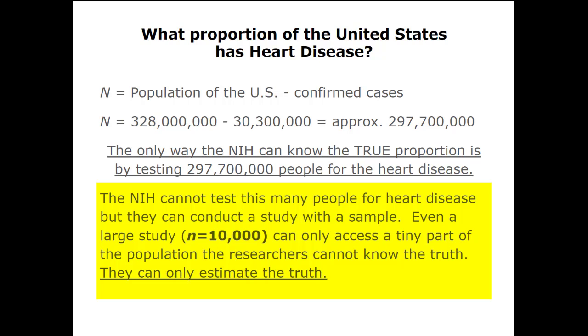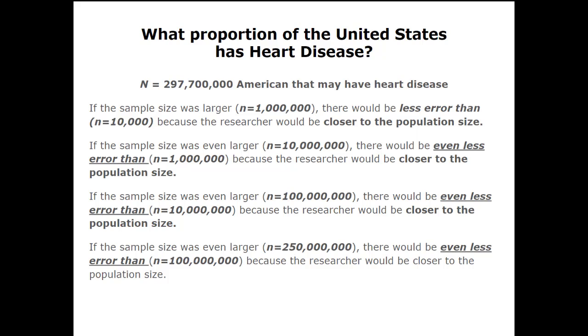And while 10,000 is still very, very different than 297 million, they can get some inference of what the true population parameter would be. But ultimately, they're just estimating the truth. In this example, if I wanted to determine if the 297,700,000 Americans that needed to be tested had heart disease, I could conduct different types of sample sizes.